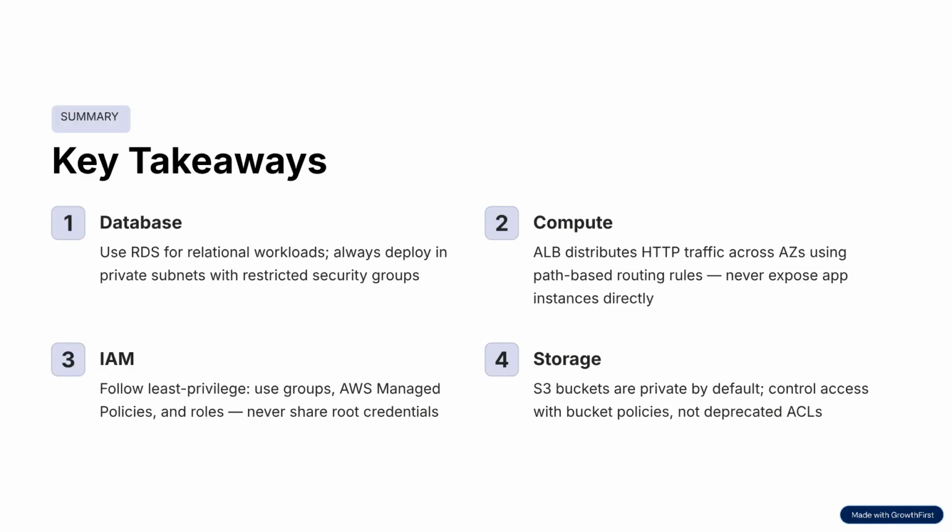In summary, use RDS in private subnets for databases. For compute, use ALB with path-based routing. For IAM, follow least privilege principles with groups and roles. Finally, S3 buckets are private by default. Use bucket policies for access control.